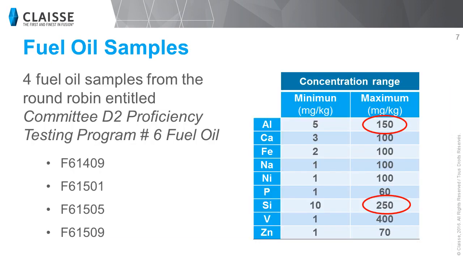The fuel oil samples that were used were coming from an ASTM proficiency testing. You can see here the concentration range in milligrams per kilogram for each element of interest. You can see that the samples can contain a high concentration of silicon and aluminum. That makes the ashes of such samples hard to dissolve with regular acid digestion.